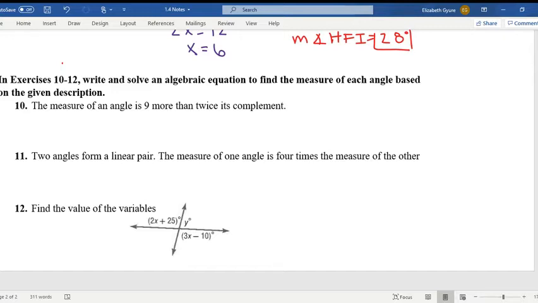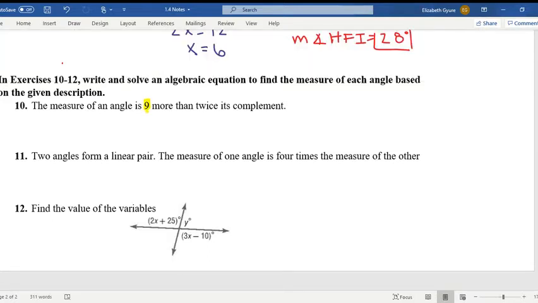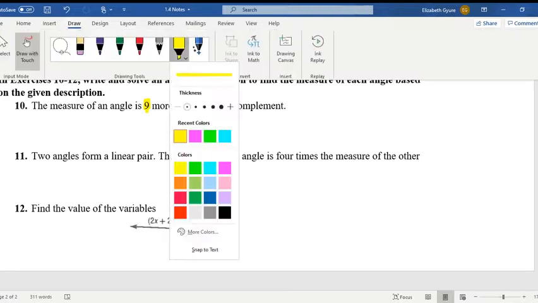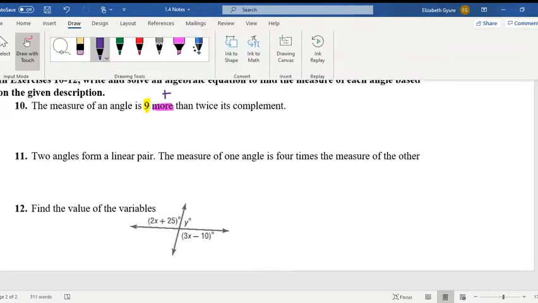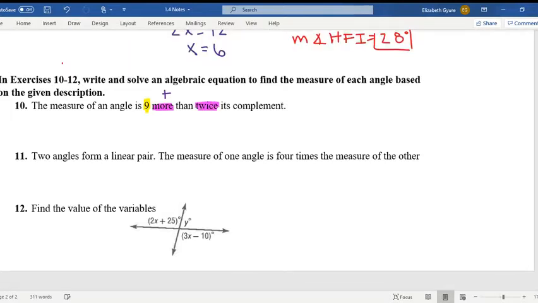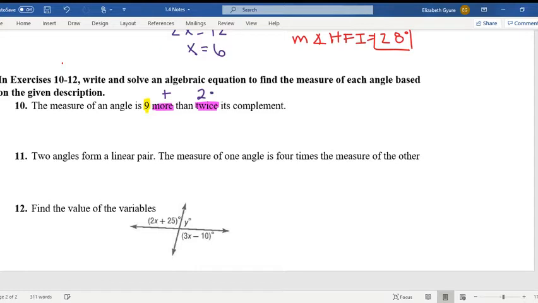What I like to do with this is just make sure we know what we're looking at, what's important. The measure of an angle, you don't know what that angle is, 9 more than twice its complement. So there's a few key things I see here. First of all, I see some important numbers, and this is something I do with my algebra students. Our important number here is 9, and then more, right? More means add. So maybe make a note that this means add. And then I see another important, what I call a math action word, and that's twice. Twice means you have to take something and multiply it by 2.